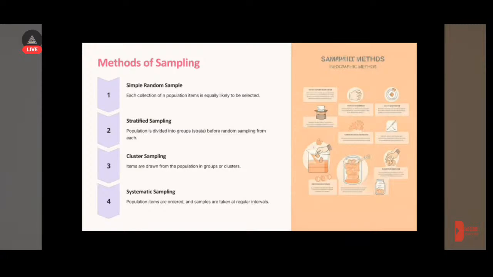And also, secondly, we have stratified sampling. In stratified sampling, the entire population is divided into groups, and the groups are called the strata, before random sampling from each. Now, let me give an example on this.